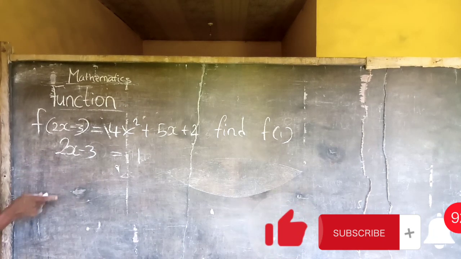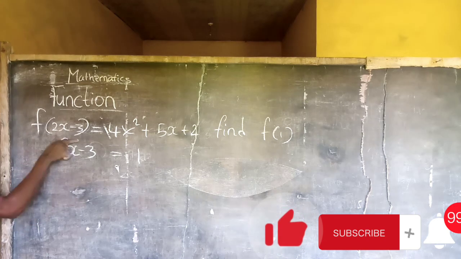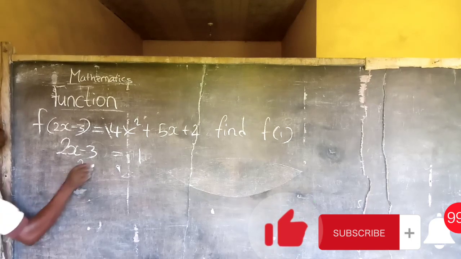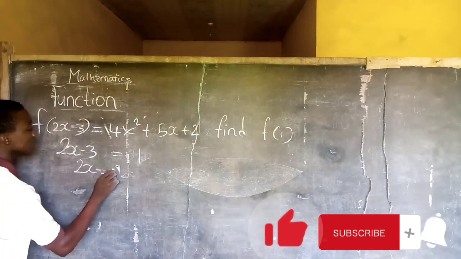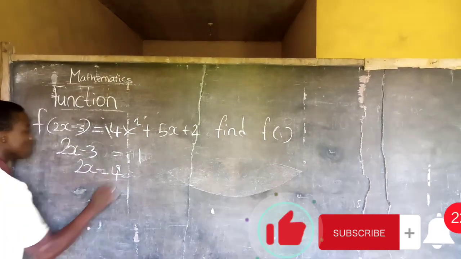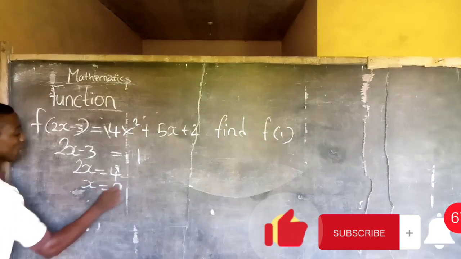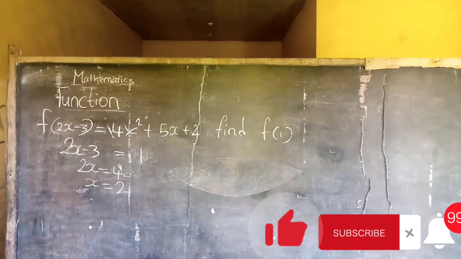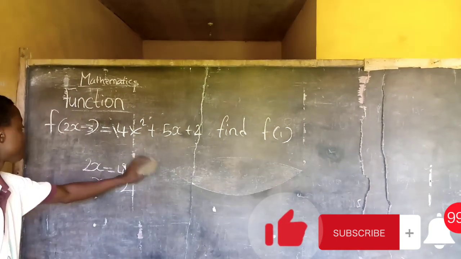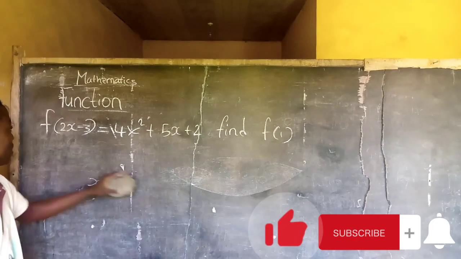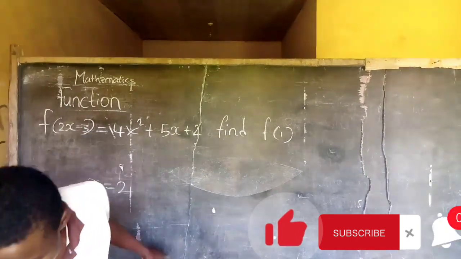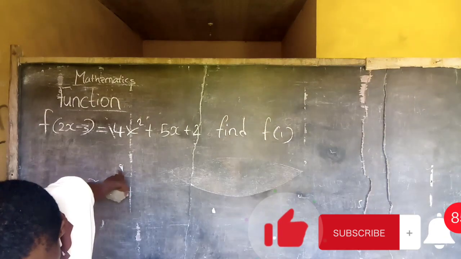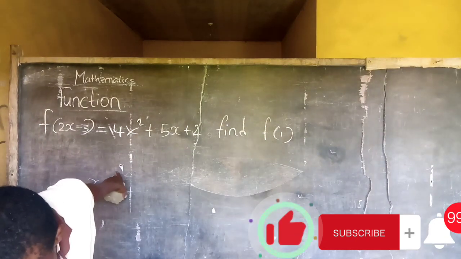X is not 1. Okay? In this one, x is not 1. So we find what x actually is. It becomes 2x equals 1 plus 3, and that becomes 4, and x becomes 2. Then x is now 2, not 1. Then I can add this 2 into this place. Yes, I can put in the place of 2x minus whatever is there, I can put 2.